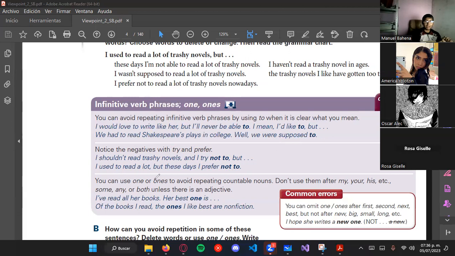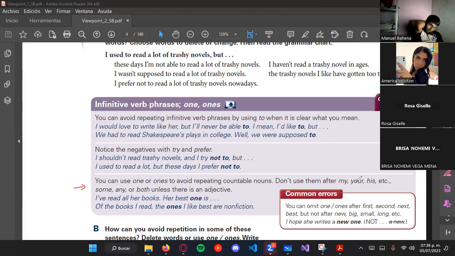Vamos con la última. And Brisa, are you here? Yes. Can you read this one, please? Sure. You can use one or ones to avoid repeating countable nouns. Don't use them after my, your, his, its, some, any, or both, unless there is an adjective. Adjective.